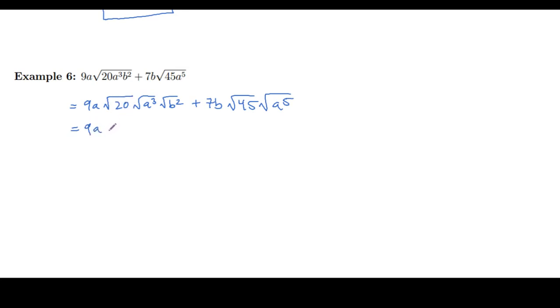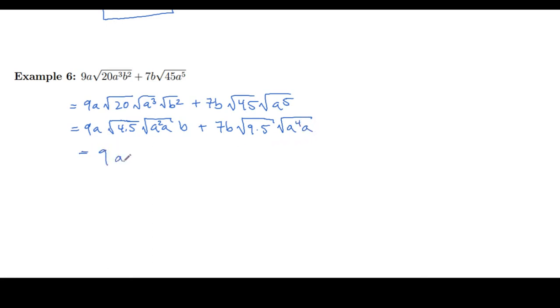So this is 9a. Can we get a perfect square out of 20? Well, we could do 4, right? So 4 times 5. And then this, we could write that as a squared times a, and b squared will just give us a b when we take the square root. 7b, 45. Can we do anything with this? 45 is 9 times 5, right? And a to the 5th, we'll have to write that as a to the 4th times a, right?